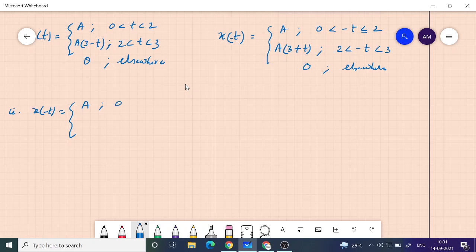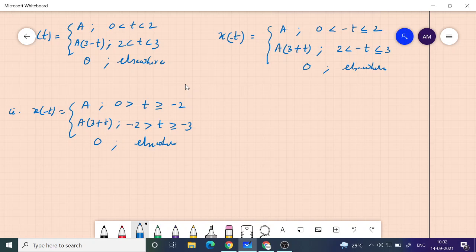0 into minus 1 doesn't change anything, but the inequality sign will become greater than, so t greater than or equal to minus 2. Same thing, already here I have written 3 plus t, and again I will have to multiply with minus 1, so it will become minus 2 greater than t, then greater than or equal to also, you can verify that, minus 3, and then 0 elsewhere.